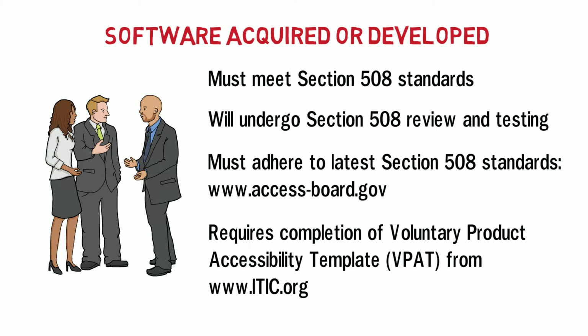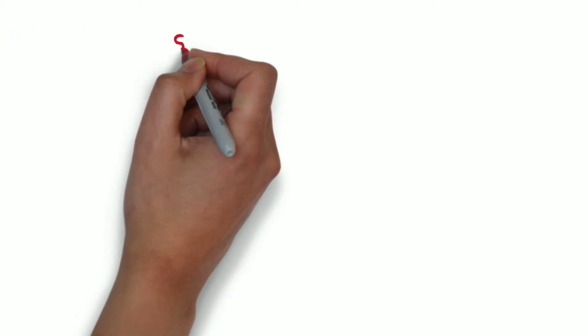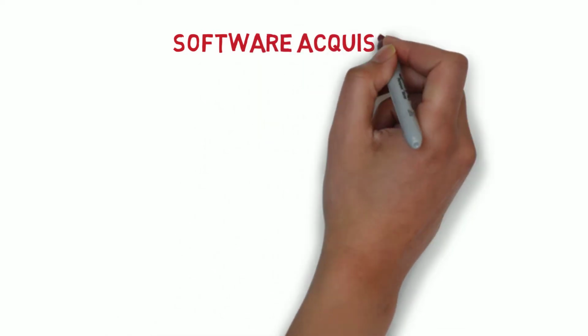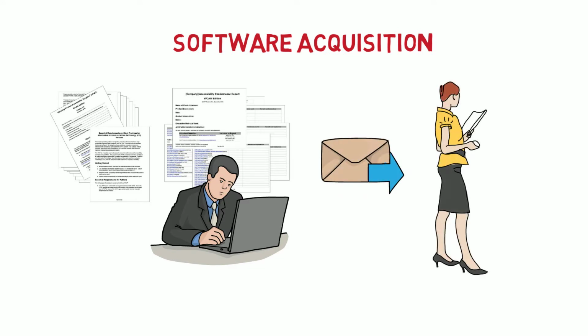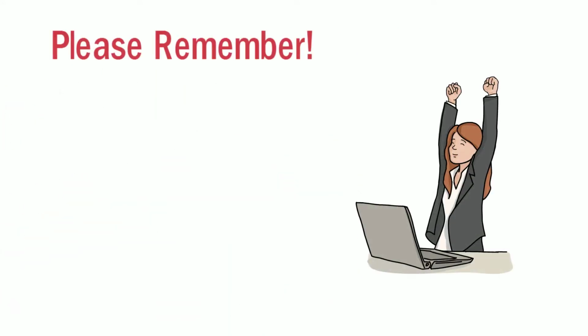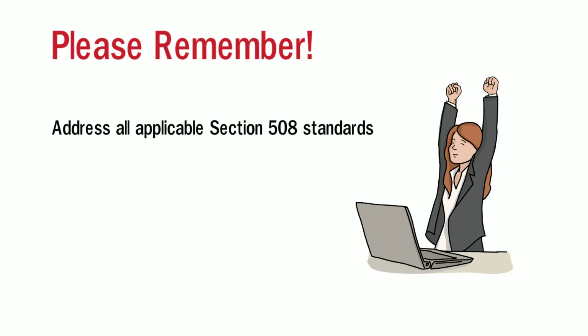the document, available at the ITIC website at www.itic.org. For software that is acquired for use by CMS, here is what you should know. After completing your VPAT, the form should then be sent to your component's clearance officer for review. Please remember, address all applicable Section 508 standards.